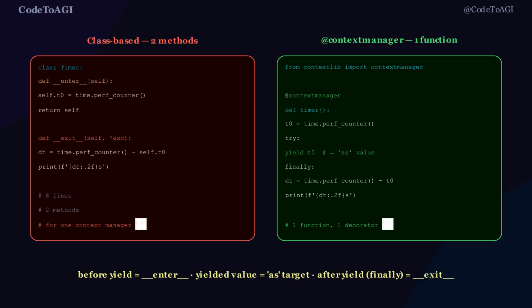Everything before yield acts as dunder enter. That's your setup code. The value passed to yield becomes the as target. Everything after yield, inside a finally block, acts as dunder exit. Your cleanup code, guaranteed to run even if the with block raises because it's wrapped in try finally. One function, one decorator. contextlib.contextmanager gives you a fully working context manager.